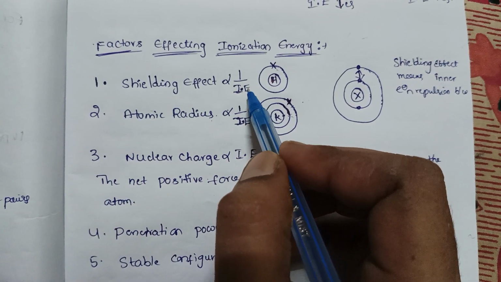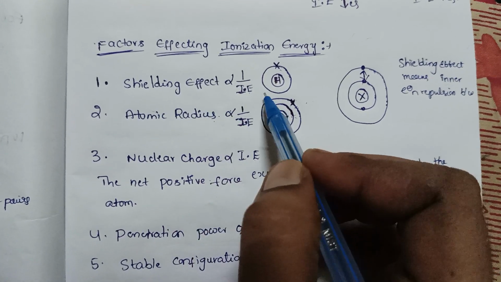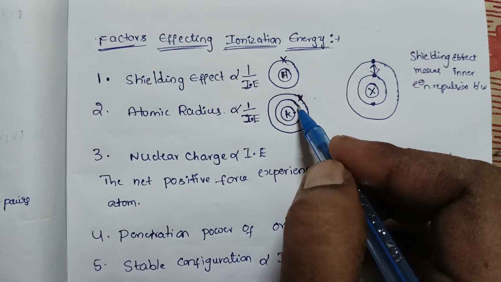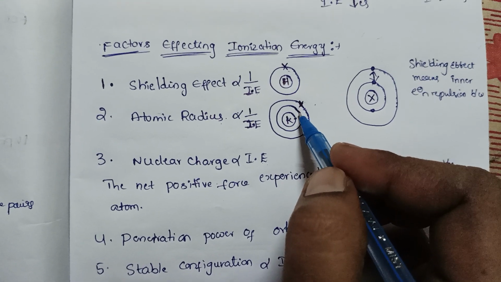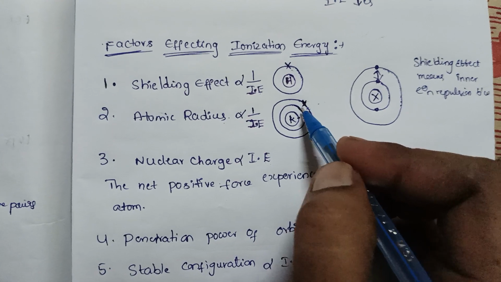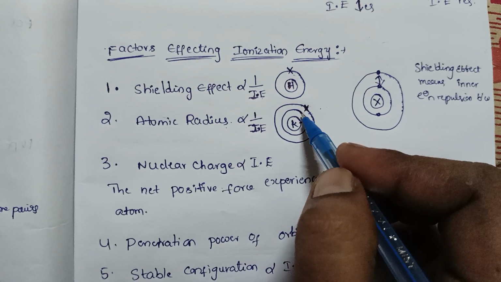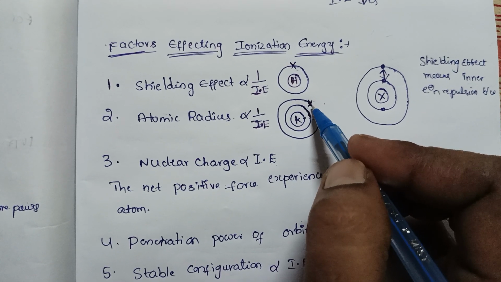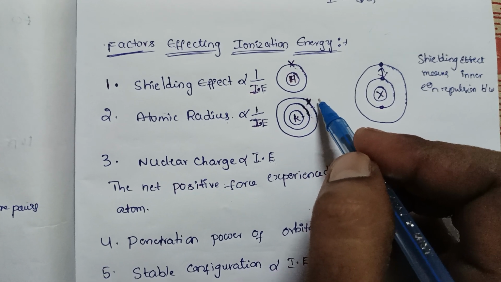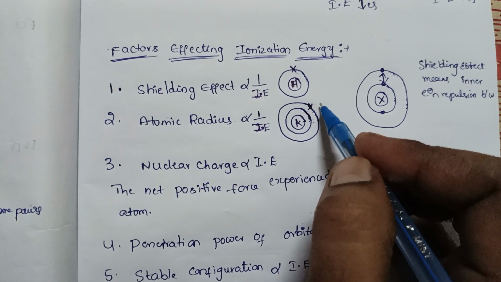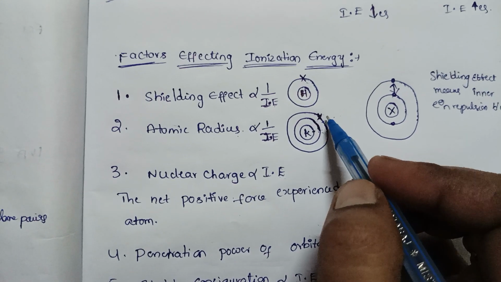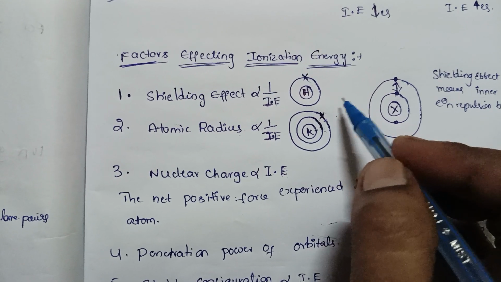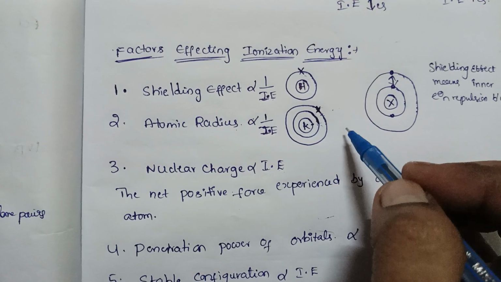Shielding effect is inversely proportional to ionization energy. What is the shielding effect? From top to bottom, the number of shells increases. This shell acts like a screen. The electrons in the inner shell and the outermost orbital electrons get repelled. Whenever they get repelled, the electron is easy to remove, so less energy is required. From top to bottom, shielding effect increases and ionization energy decreases.